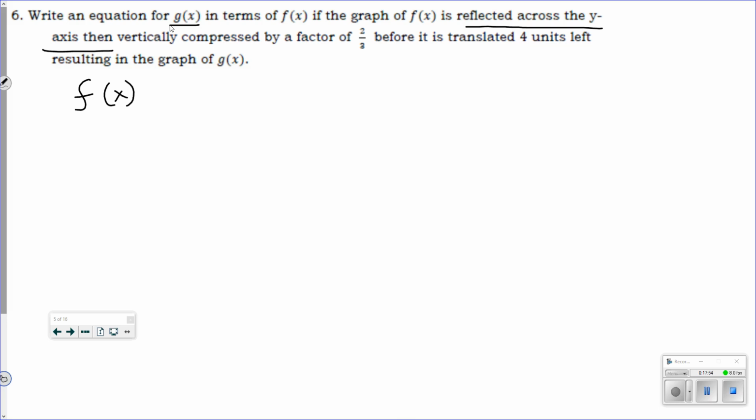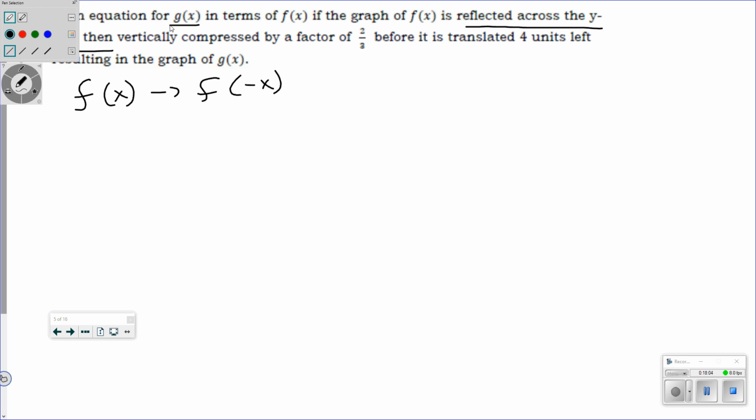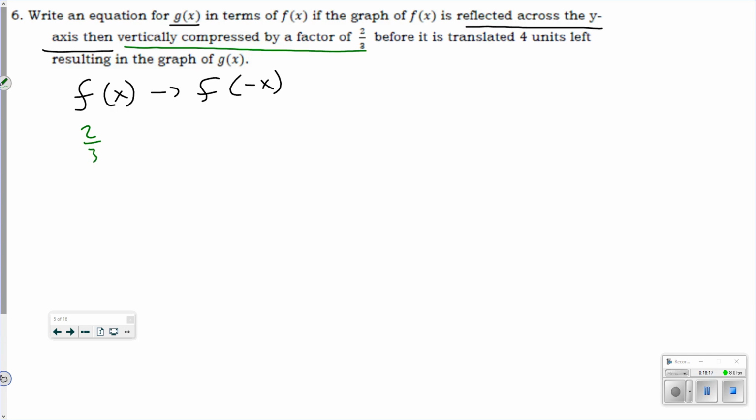If I'm reflected across the y-axis, that is a horizontal reflection. That means that I now have f of -x. Right? It's a horizontal reflection. That means your b is -1. We reflect it across the y-axis. Then I'm vertically compressed by a factor of 2/3. So after that, I compress the whole function of -x by 2/3. So now I have 2/3 f of -x. And now the last part, the blue, is translated 4 units to the left. 4 units to the left, that means your h is -3.